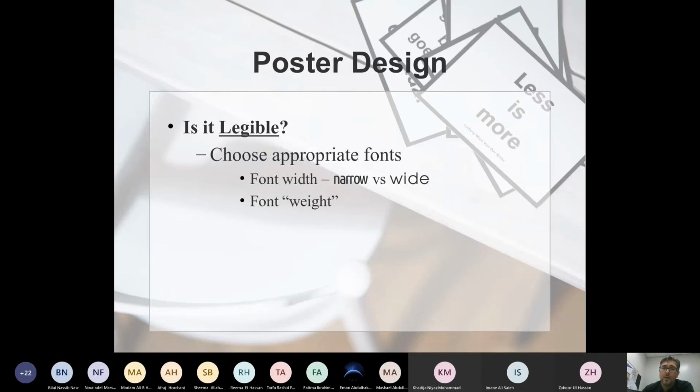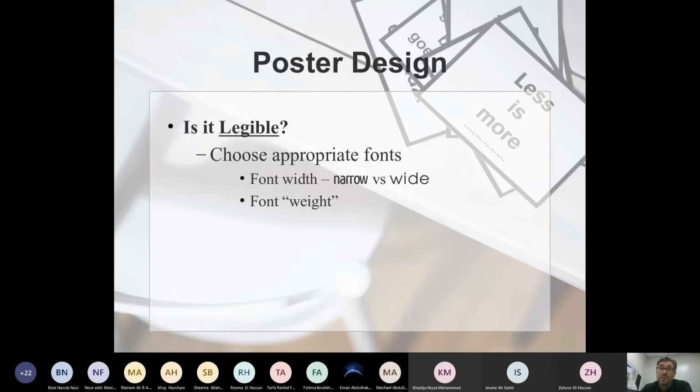So you want to make sure that you're choosing appropriate fonts, things that will be fairly easy to read. If you look at these two different font widths, for example, I have a font that's fairly narrow, and the spacing between the letters is very close. If you have a whole bunch of text printed in this very narrow, tightly packed font, it's going to be extremely difficult for people to read.